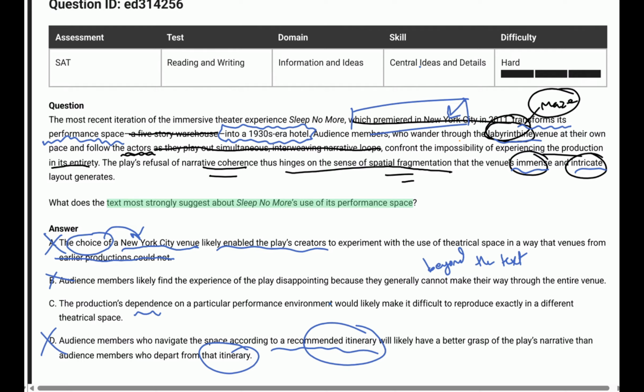Nothing in this text mentions anything about if they had a guide, if they had this or that, it would have been easier. That doesn't necessarily mean anything. Not to mention that the confusion lies not only in the way the place is made, it's also in the fact that it is played simultaneously. Spatial fragmentation. There is no narrative coherence. It doesn't matter if I'm able to follow the actors properly if the actors are all doing three different periods of time in a story all at the same time. That's not going to do anything whether I'm able to follow them or not. So that doesn't even make much logical sense. Maybe a better grasp, okay, but it's not a good answer choice. The answer choice would then be C.